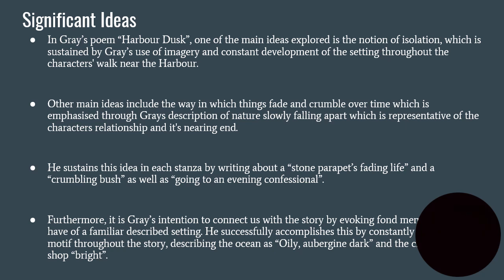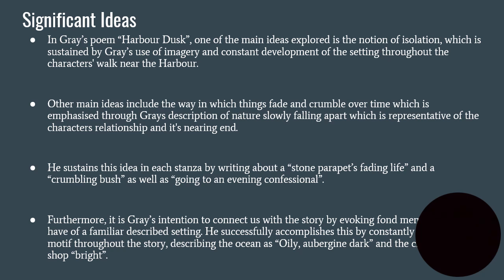And I think that in his poem, one of the main ideas is, again, the notion of isolation, sustained by use of imagery and constant development of the setting through the character's walk. Again, movement near the harbour. The main idea is you're looking at how things fade and crumble over time. Okay, so you're talking about Gray's description of nature falling apart, which could also be representative of the persona and "she" and their relationship and its nearing end.